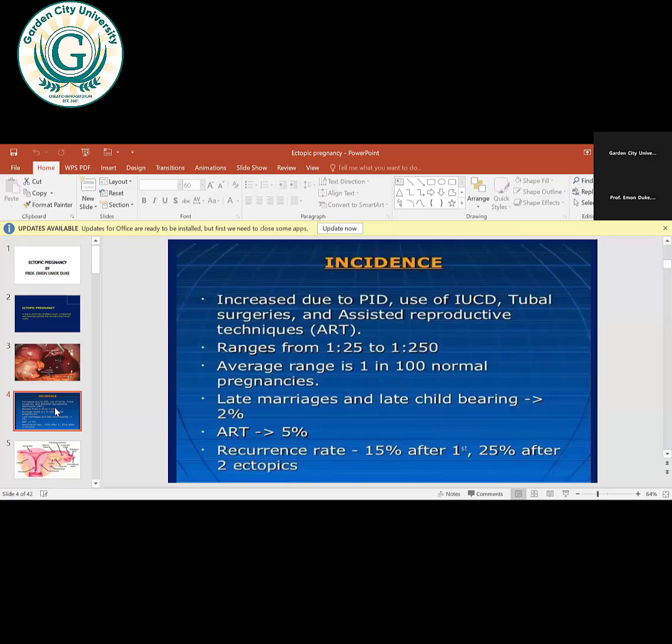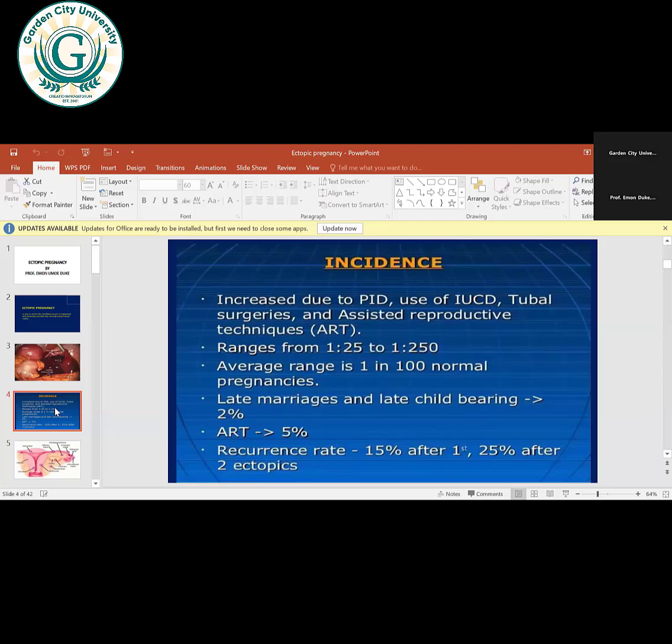Incidence. It is increased during PID, pelvic inflammatory disease, or during the use of IUCD. It is increased during tubal surgeries and also during assisted reproductive techniques. And we are told that it ranges from 1 in 25 to 1 in 250.